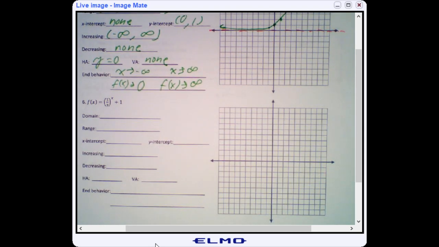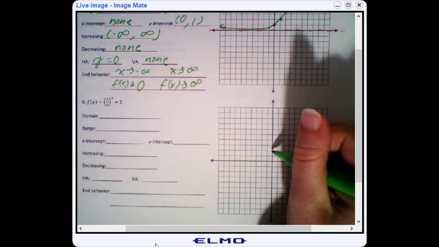When I look at 6, it's 1/3 to the power of x plus 1. So anything to the power of 0 is 1, and then 1 plus 1 is 2.